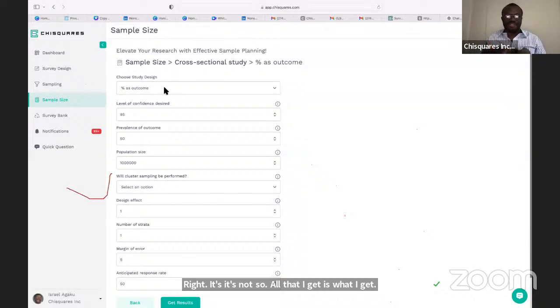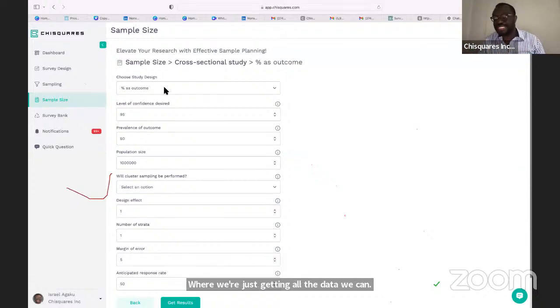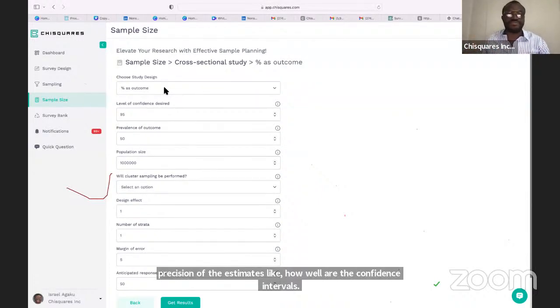So just to expose you a bit to the commercial aspect of scientific research, we typically don't calculate sample size in those kinds of contexts where we're just getting all the data we can, because it's exploratory analysis anyway. So in that case, what we just worry about is the precision of the estimates, like how wide are the confidence intervals. And that's something I think is important to mention.